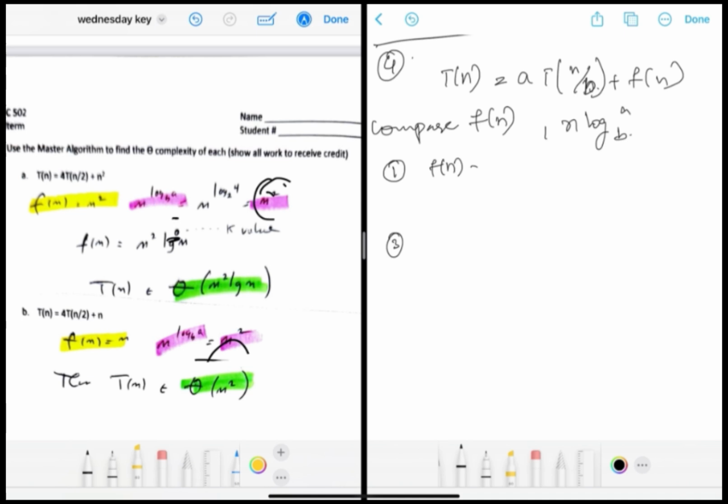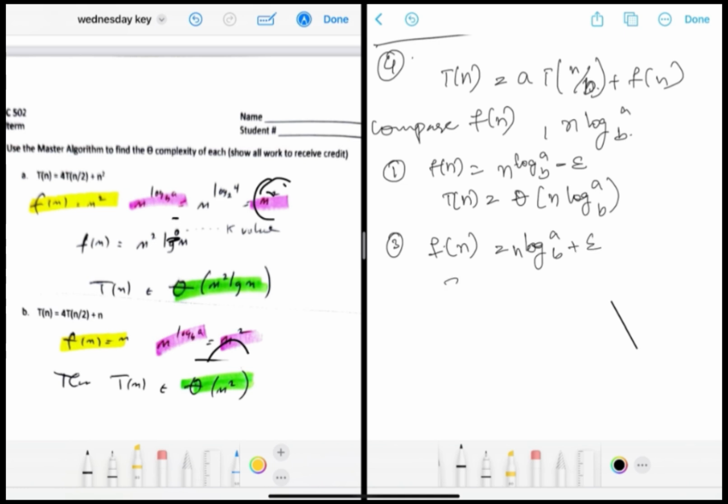The first case is f of n is equal to n^(log a to the base b minus epsilon), where epsilon is greater than 0. Then the closed form for T of n is going to be theta of n^(log a to the base b). And the third one is f of n is equal to n^(log a to the base b plus epsilon). Then the closed form is going to be theta of f of n.